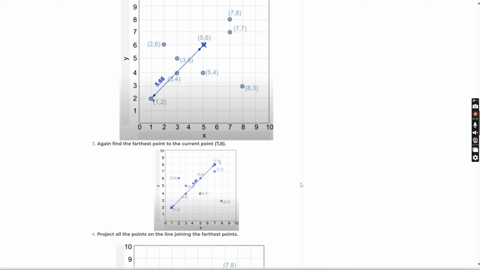Yes, these points can be non-collinear also, if that is the question.